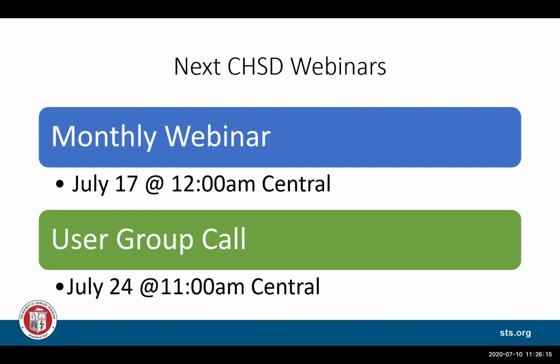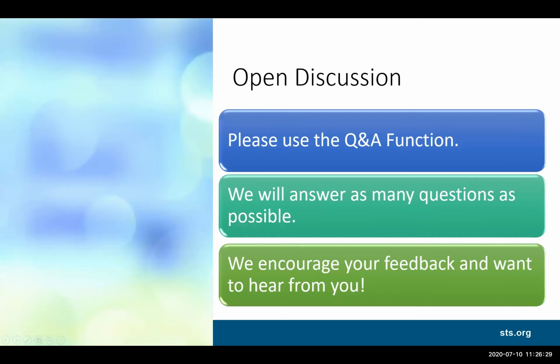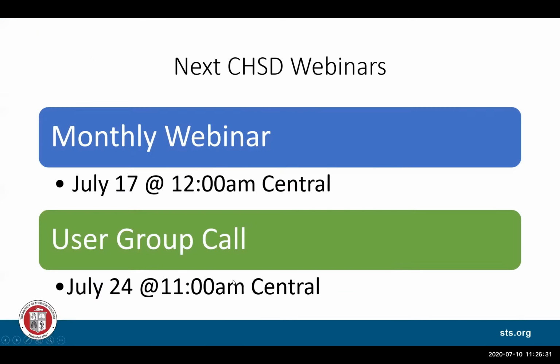For our next congenital webinars, please be sure to mark your calendar. Our next monthly webinar is July 17th at 12 p.m. Central. And then our next user group call is scheduled for July 24th at 11 a.m. Central. So again, please make sure you mark your calendars for our next monthly webinar, as well as our next user group call.